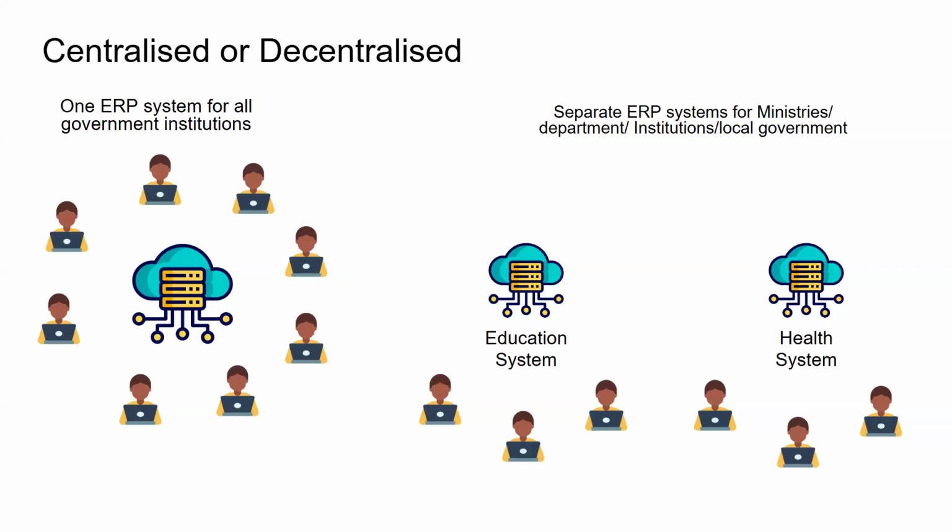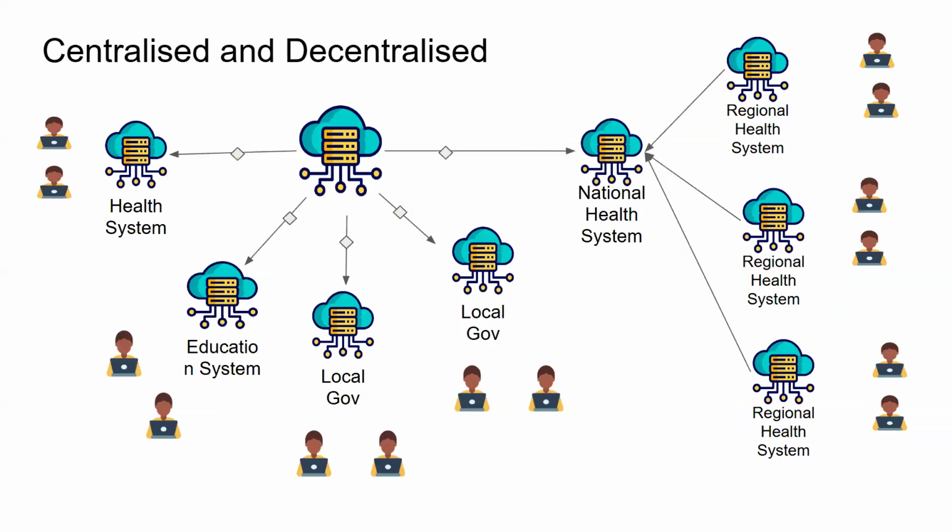Even in Sweden, different districts have different health systems, but these systems are integrated, right? But here the idea is centralized means one main server, decentralized means there may be two different servers or different systems, right? Normally what we see in government infrastructure is a combination of centralized and decentralized.